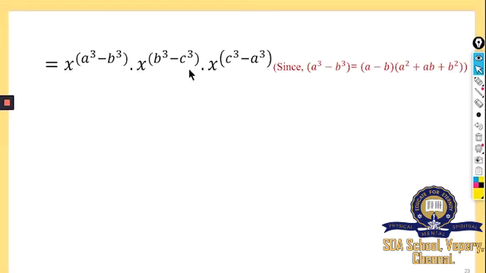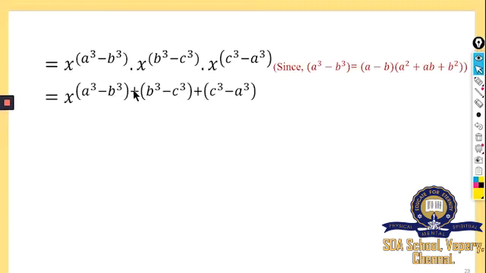Likewise, in the second term and the third term also, you're going to apply the identity, but in the place of a and b, here you have b and c as variable. Likewise, in the third term, you have c and a as variable. So now in the next step, if you have same base, you can add the exponents. So we have same base here, right? x, x, x. So if we have same base, we can add the exponents. So that is what I have done here. x to the power, I am going to add all these exponents.